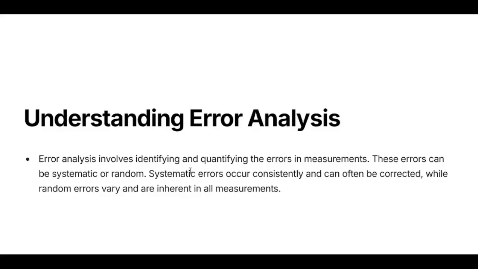Error analysis involves identifying and quantifying the error in measurement. So these errors can be systematic or random. In the case of systematic errors, they occur consistently and can often be corrected, while random errors vary and are inherent in all measurements. So there is always a random error, while systematic errors are the ones that are consistent. That is, you notice something that is repeated. You can notice it continuously.